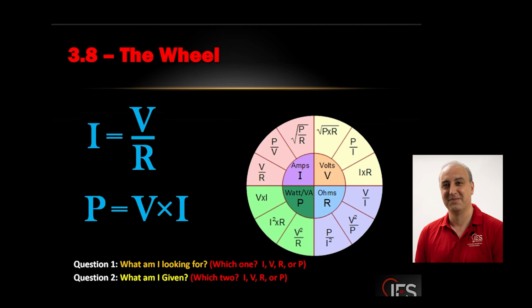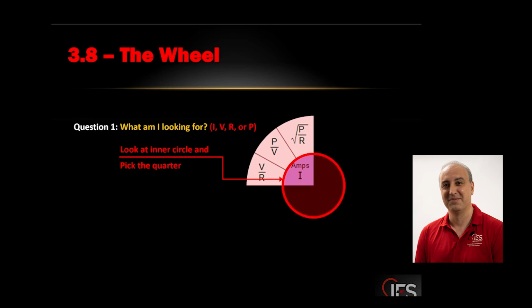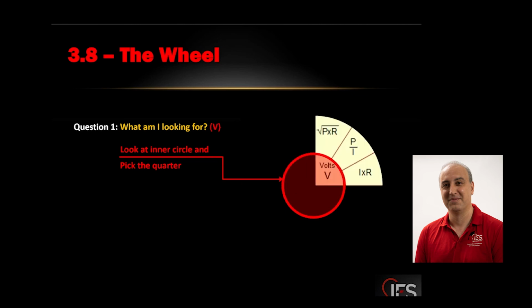So how do we use the Ohm's law wheel? Question one, what am I looking for? Out of these four quantities, current, voltage, resistance, and power, I'm usually looking for one, right? The answer to this question is, I'll go to the inner circle. So which one am I looking for? Current, voltage, power, or resistance? Inner circle. Question two, and this one determines which quarter. So if I need to find I, that's the quarter that the formula resides in. If I was looking for voltage, it'd be the second quarter. Resistance, I would look at the third quarter, power the fourth.